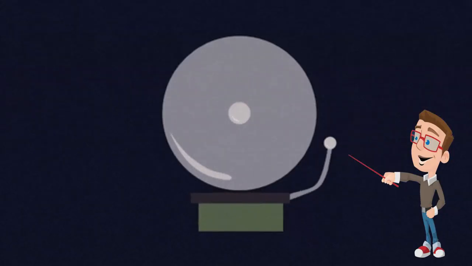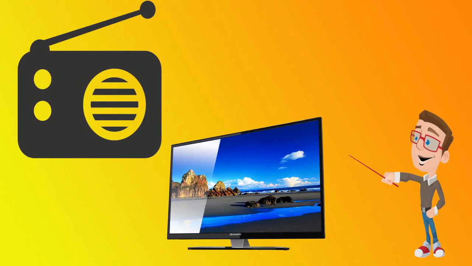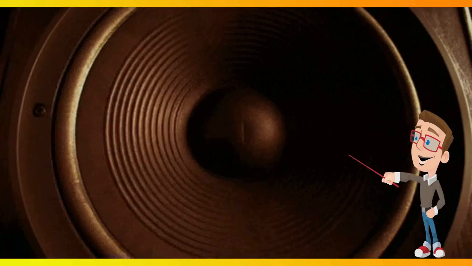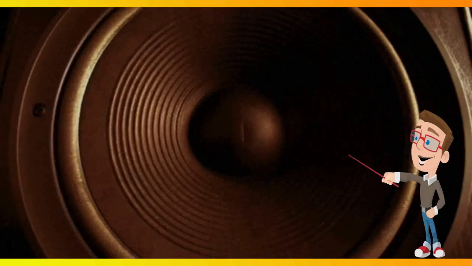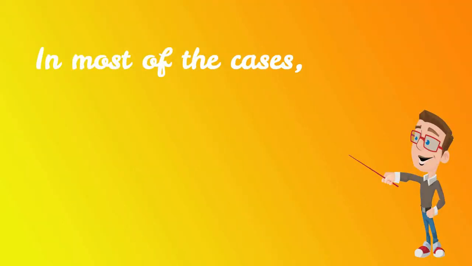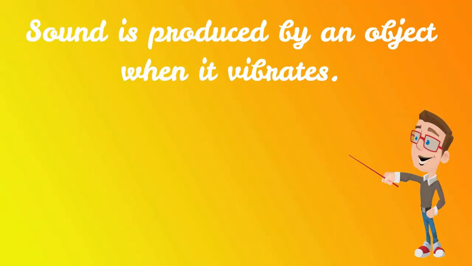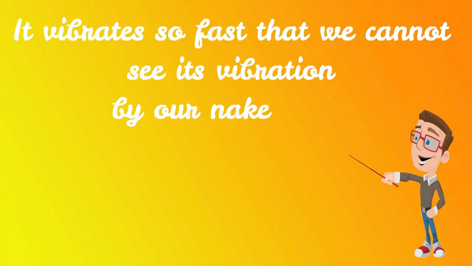The sound of a school bell is produced by the vibration of an iron or brass plate when it is hit by a hammer. And the sound in a radio or television is produced by the vibrations of the thin diaphragm of the speaker. In most of the cases, a sound is produced by an object when it vibrates. It vibrates so fast that we cannot see its vibration with our naked eyes.